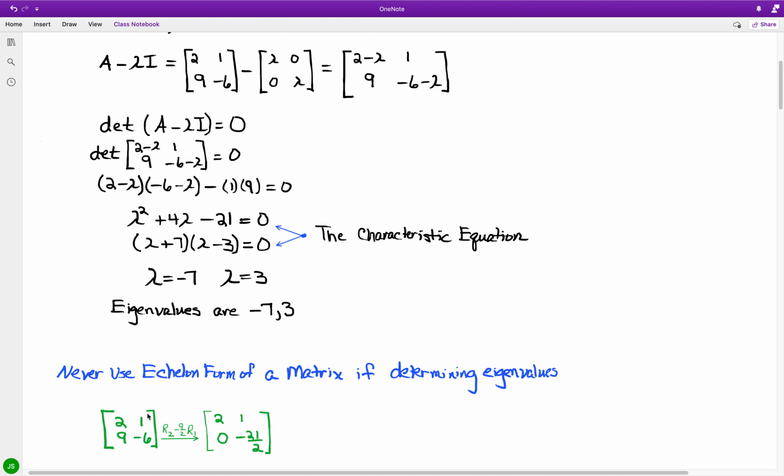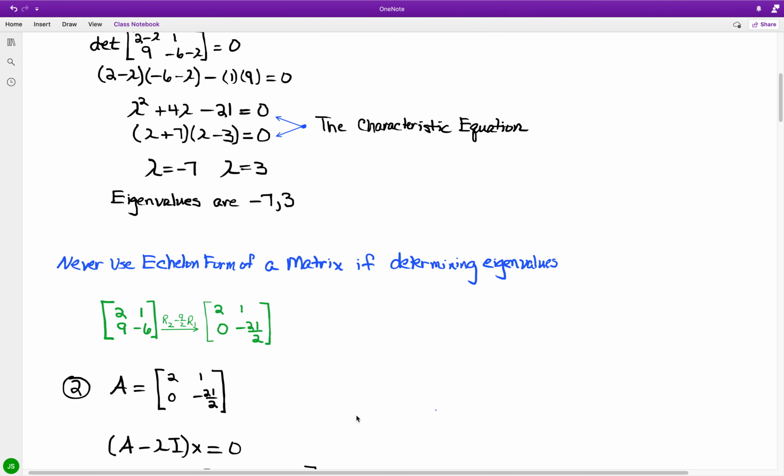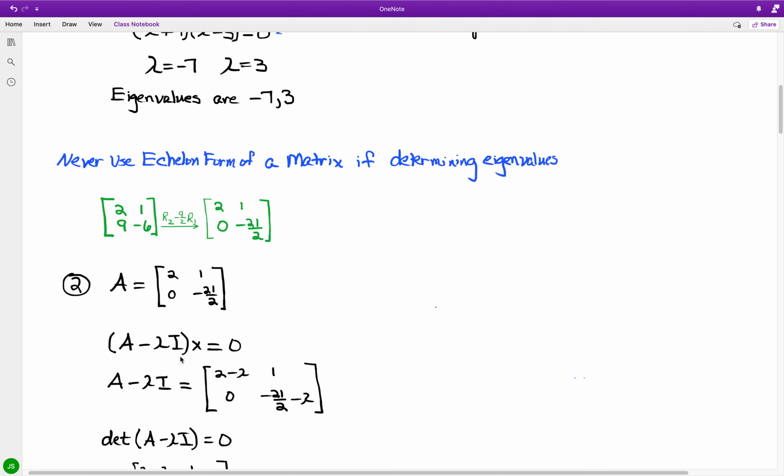Now, for the original matrix A, the eigenvalues are negative 7 and positive 3. And if I were to determine the eigenvalues of the echelon form of this matrix, I would not have the same eigenvalues. If I did, it would be just one of those rare cases. So just taking this particular matrix, if I were to look for its eigenvalues, as a second example we have A this time to be 2, 0, 1, negative 21 halves.